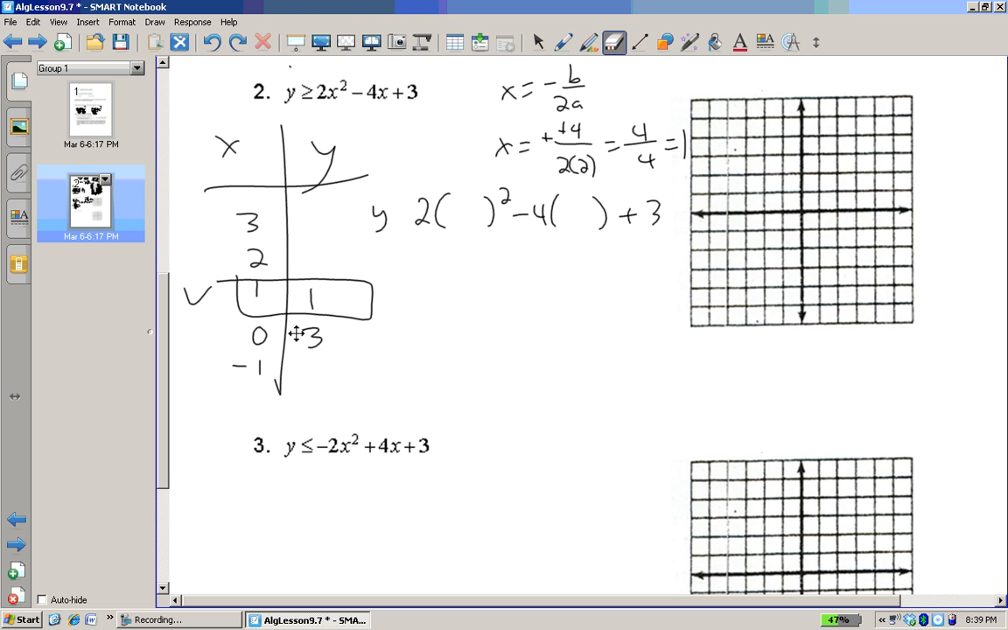Let's plug in the 2. Well, I'll tell you what, let's go ahead and plug in the negative 1. I just want to go ahead and plug in the 0 since it's so easy to work. Negative 1 times negative 1 is positive 1. Negative 4 times negative 1, positive 4. 2 times 1 is 2. 2 plus 4 is 6, plus 3 is 9.